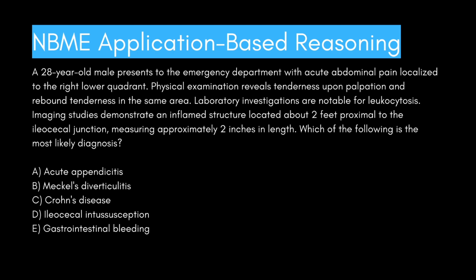A 28-year-old male presents to the emergency department with acute abdominal pain localized to the right lower quadrant. Physical examination reveals tenderness upon palpation and rebound tenderness in the same area. Laboratory investigations are notable for leukocytosis. Imaging studies demonstrate an inflamed structure located about 2 feet proximal to the ileocecal junction, measuring approximately 2 inches in length. Which of the following is the most likely diagnosis?